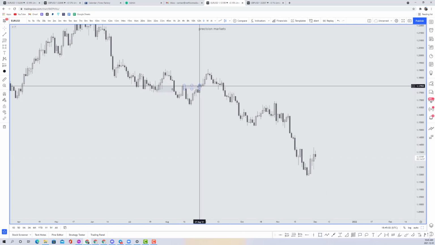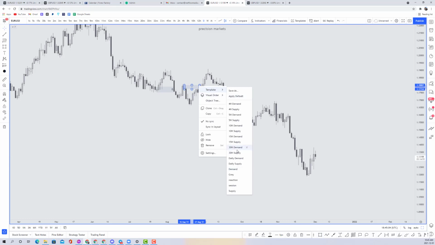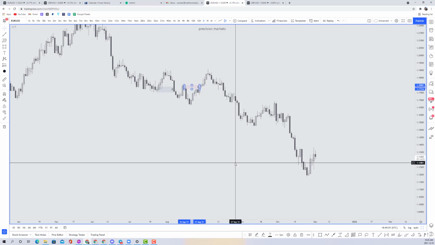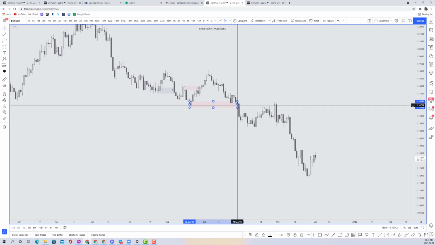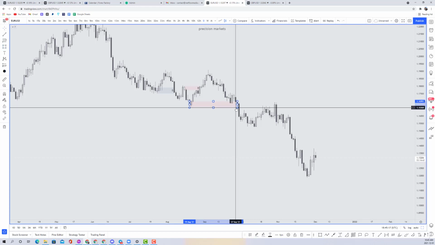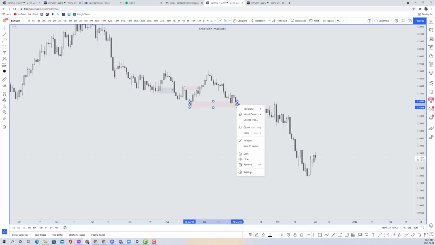So I'm just going to pull a few zones. We're going to call this one a daily supply. We're going to call this a daily demand. And whatever breaks the extremes, a lot of times it is a good place to look for a POI. And you'll see this repeat over and over.